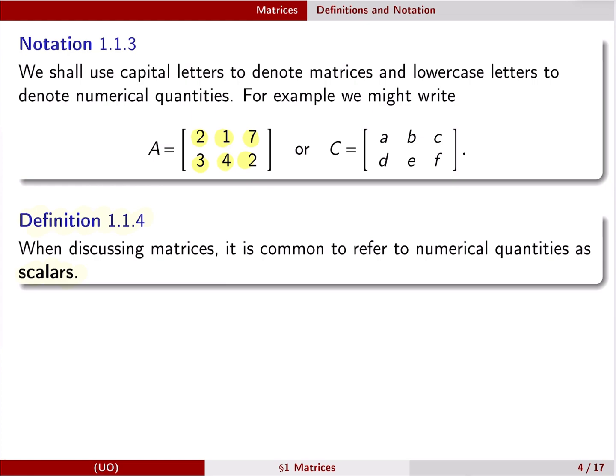Also, when we talk about the numbers inside a matrix, or just numbers in general, this is a terminology that I'm going to state as a definition. In a matrix, when we're talking about numerical quantities, typically we will refer to them as scalars. If I am using the word scalars while talking about some random computation, I'm talking about some of those numbers inside the matrix.